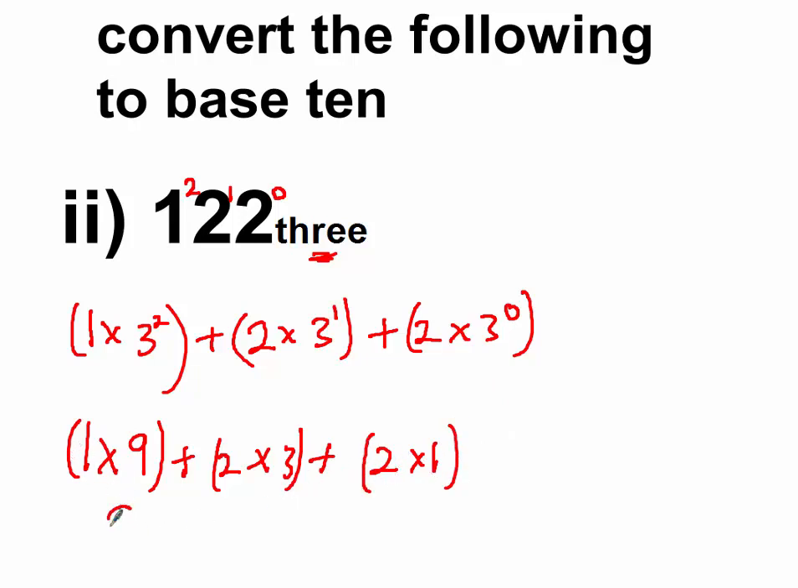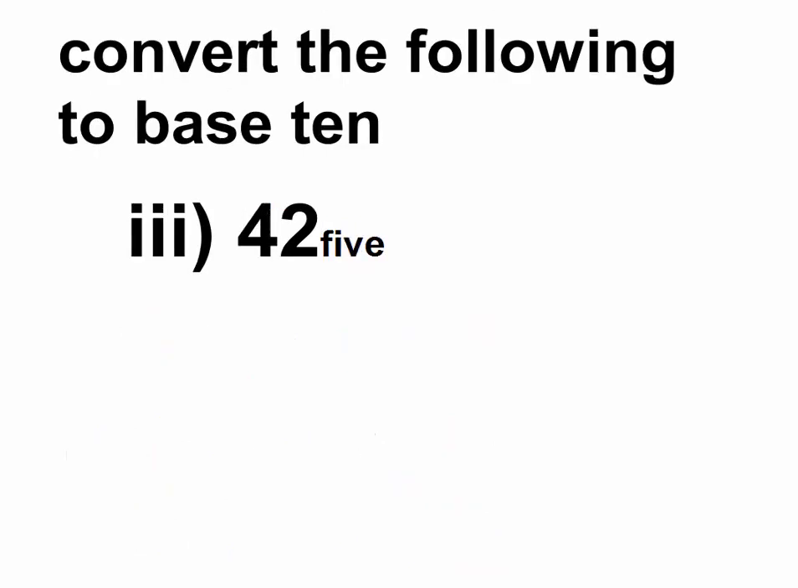So 1 times 9 is 9. 2 times 3 is 6. Plus 2 times 1, which is 2. 9 plus 6 is 15. 15 plus 2 is 17. So 17 base 10. That is the answer to that question also. Now let's look at another one.